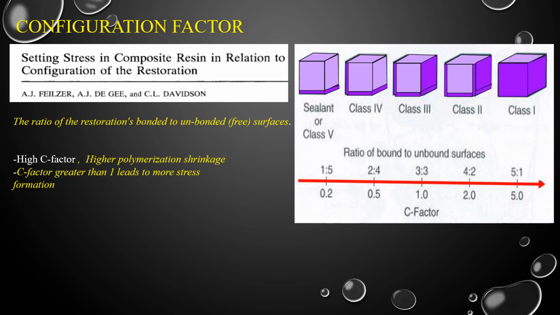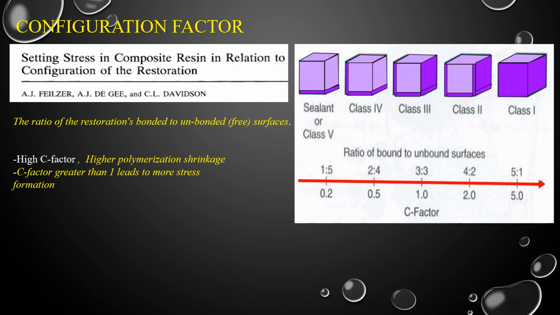Similarly in class 4, there are 2 bonded and 4 unbonded surfaces, so the C factor comes out to be 0.5. In class 3, the ratio is 1 because the number of bonded surfaces is 3 and the number of unbonded surfaces is also 3. So the C factor is 1. In class 2 and class 1, as you see, the C factor has increased. In class 2 it comes to around 2 and in class 1 it comes to around 5, because in class 1 only the occlusal surface is free, and the remaining 5 surfaces are bonded with the composite.